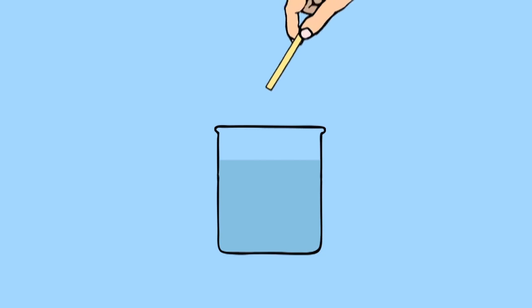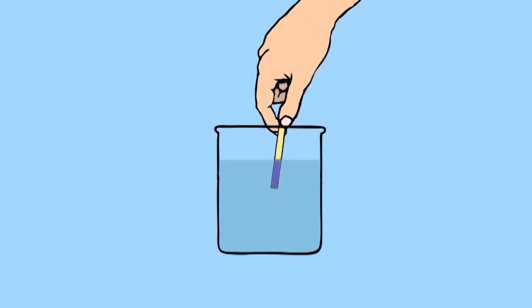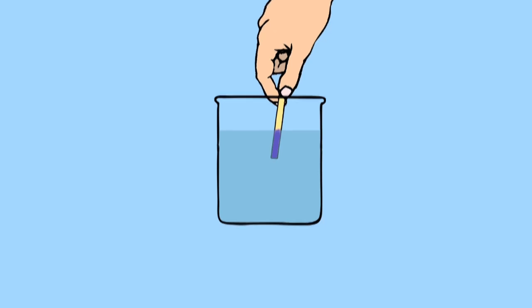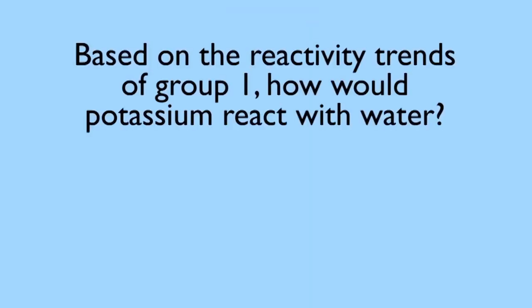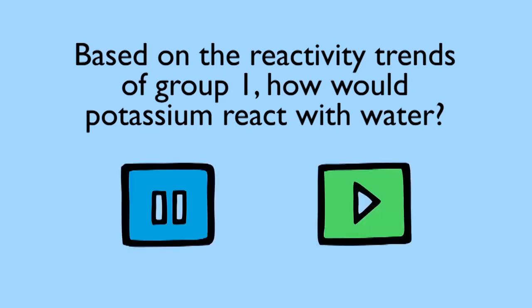What colour do you think it will change to? The answer is blue to purple, depending on the concentration of the solution. If you know the reactivity trend of this group, what would happen if you reacted potassium metal with water? Pause the video and consider, then resume.